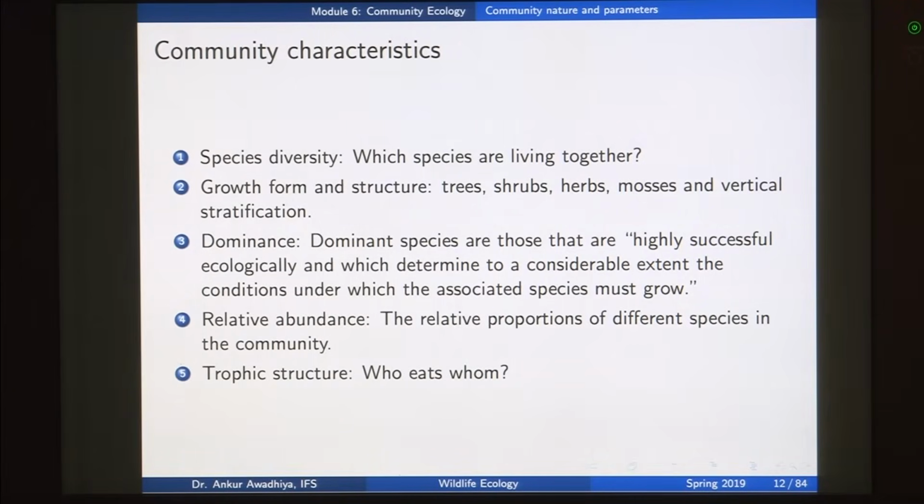So, the amount of moisture that is available in the ground cover is very high, the amount of sunlight is very low. So, essentially the characteristics of that community are being determined by this particular species, which is the sal or Shorea robusta.